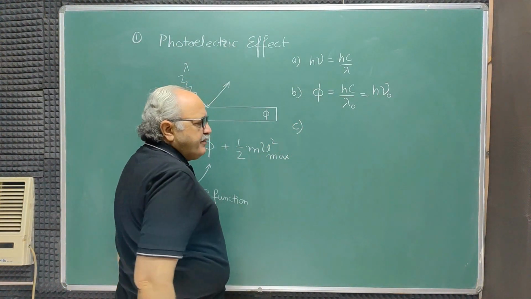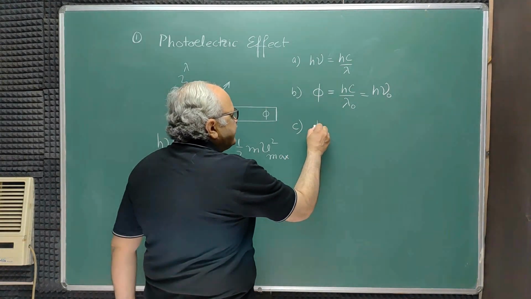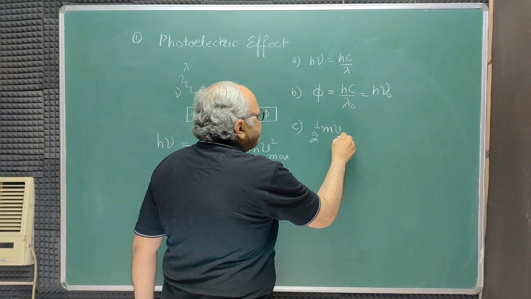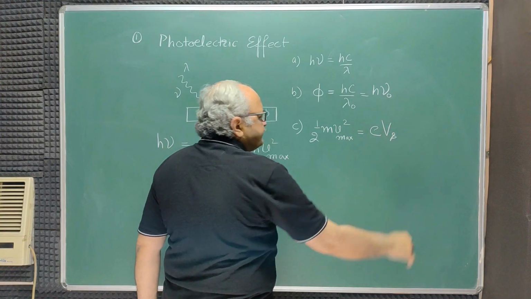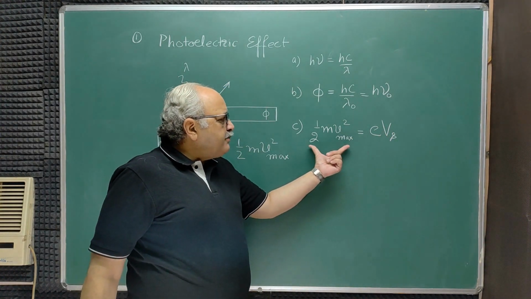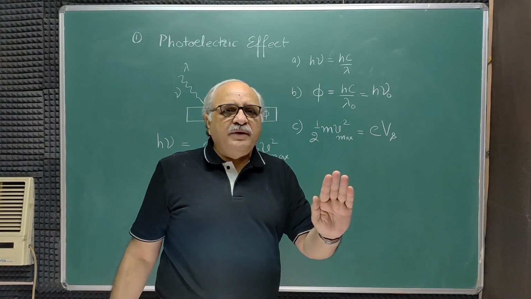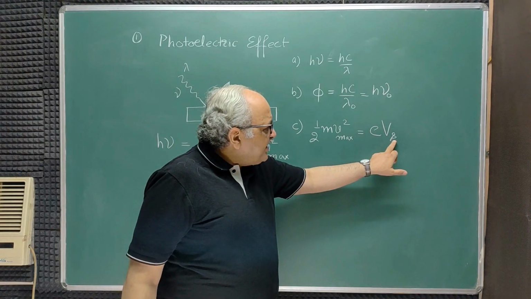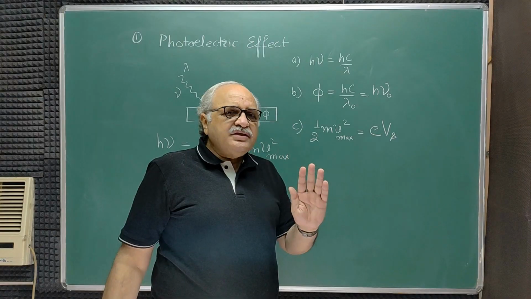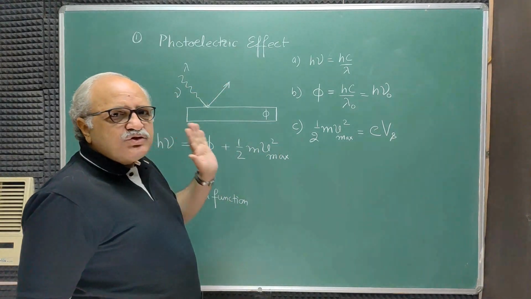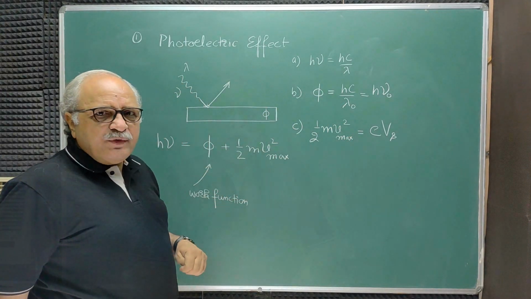The point number C, that is regarding the half m v max square, that is the maximum kinetic energy. Instead of having this form, you may be given the information for the stopping potential. This is the maximum kinetic energy and this is the electrical potential energy required to stop them. So Vs is the stopping potential, that is the potential which is required to make the maximum energy photoelectrons stay in the matter. So you may have these variations in this particular equation.